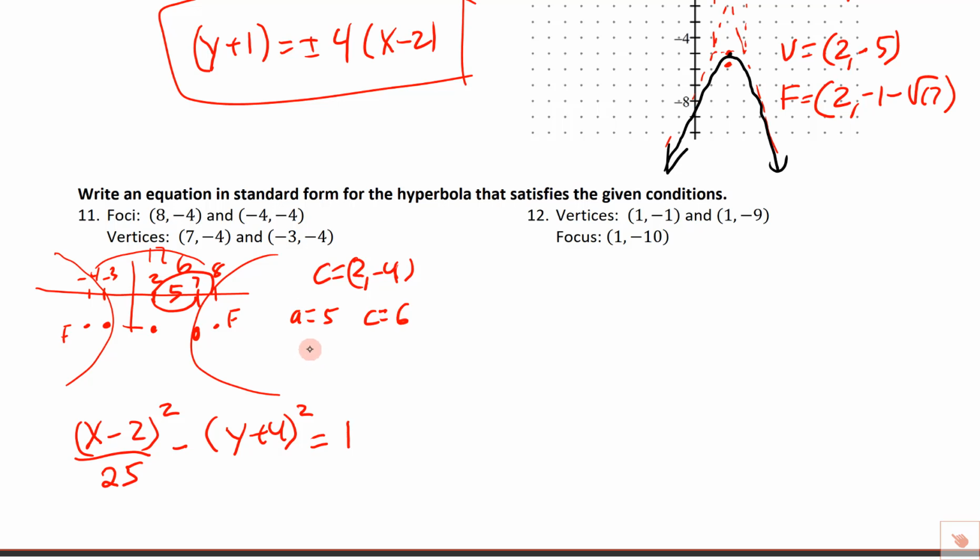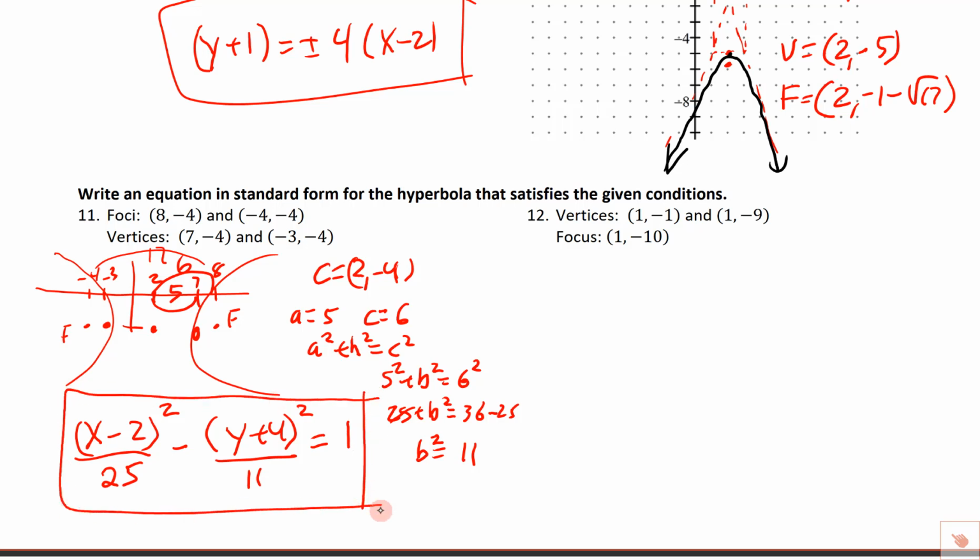So we're going to do a squared plus b squared. So a squared plus b squared equals c squared. That's going to be 5 squared plus b squared equals 6 squared. So 25 plus b squared equals 36. So I'm going to go ahead and subtract the 25. So I get b squared equals 11. Okay, and all I need underneath here, I don't need to know what b is, I don't need to know what the asymptotes are or the fundamental rectangle or anything. So I'm just going to put 11 right there. And I'll put a box around that, and that right there is the answer.